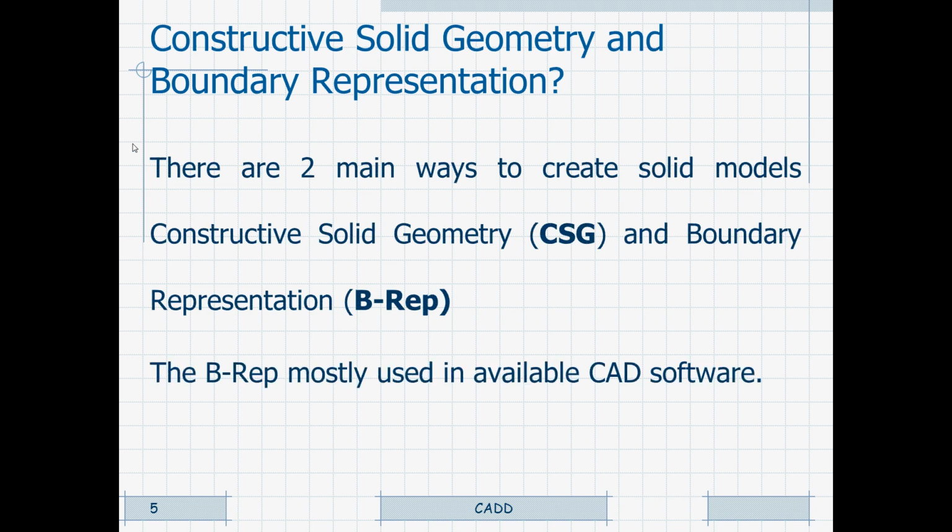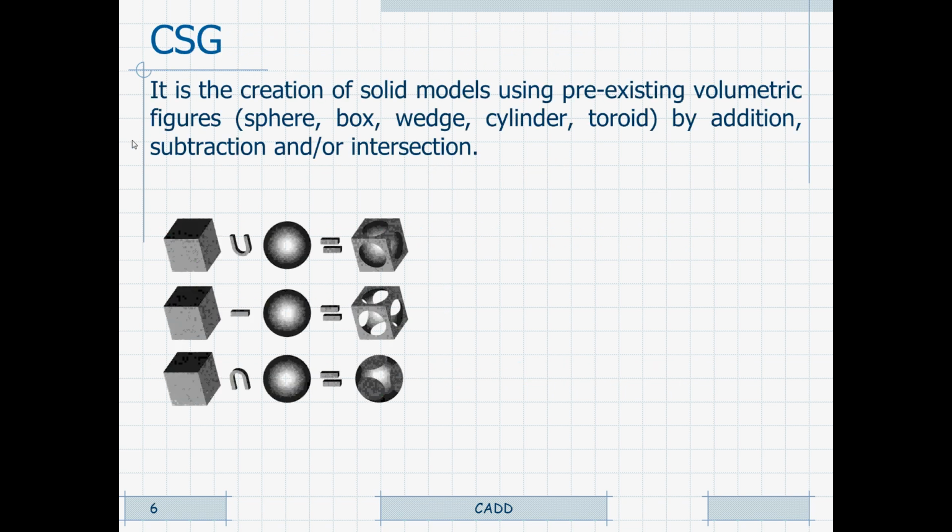Now, there are two types of solid modeling: constructed solid geometry and boundary representation. The one that we're using mostly is the boundary representation. Constructed solid geometry consists of adding, subtracting, or intersecting some solids that are predetermined and are available in the software. For example, in this case, we have a box and a sphere, and the union or addition of the two makes this part. Now, if we have the same box and subtract the sphere, we obtain this other part. And if we intersect a cube and a sphere, we obtain this other part.